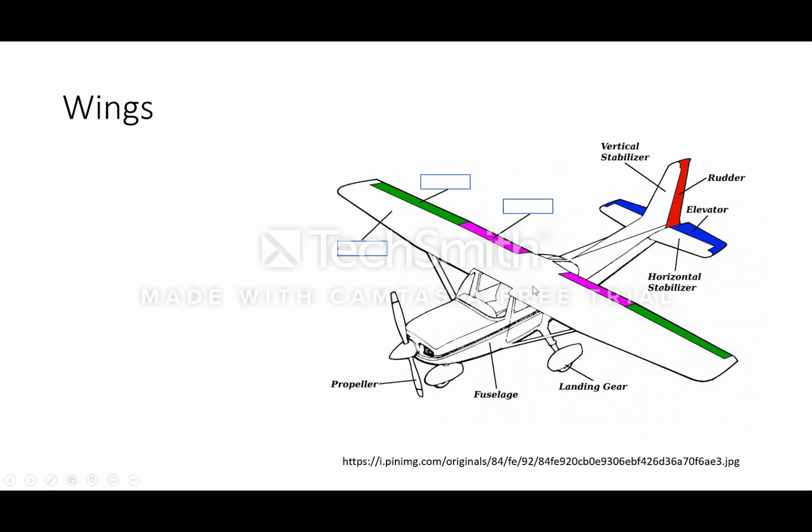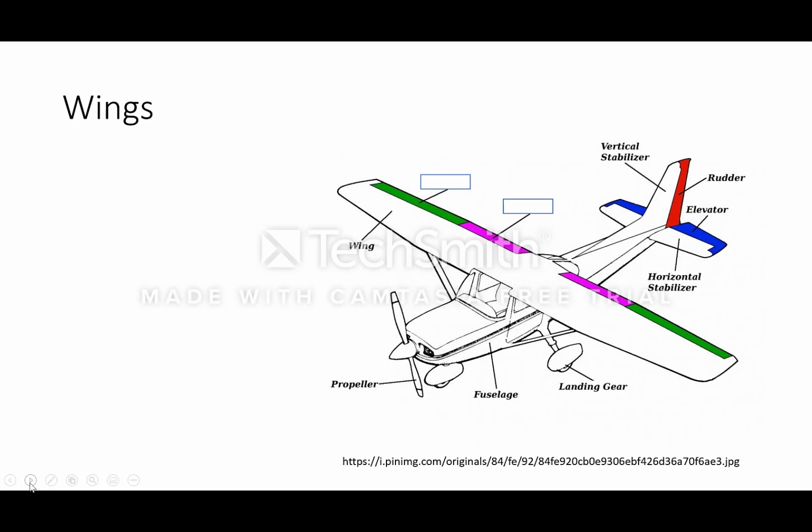Okay, let's zoom in now on the wings. This was the best image I could get for the wings to show the separate parts. It does have a little bit of the back end labeled, the empennage, and then it has the fuselage, the propeller, and landing gear also labeled. But we're going to focus on the wings.